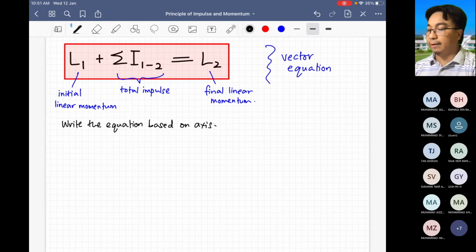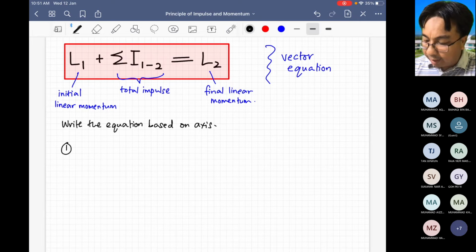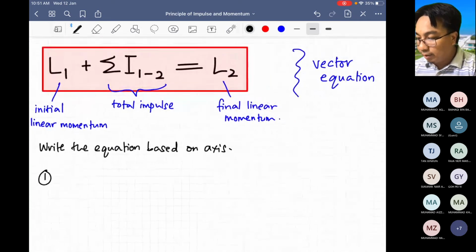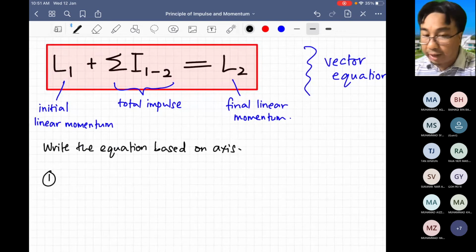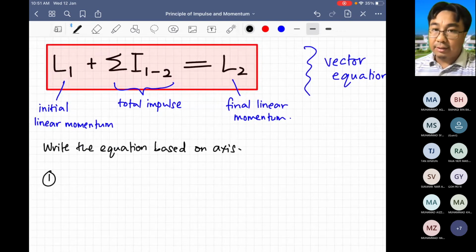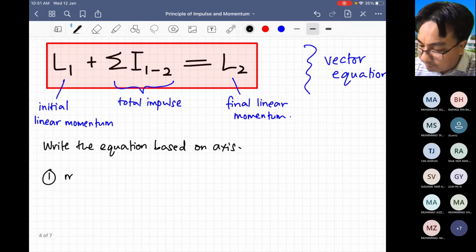Based on axis. Okay. So macam mana nak write based on axis? Yang pertama, let's write in x-axis dulu. Okay. Let's zoom in. Okay, in x-axis, what do we have? L1. L1 is mass times velocity. So kita akan dapat mass dia.